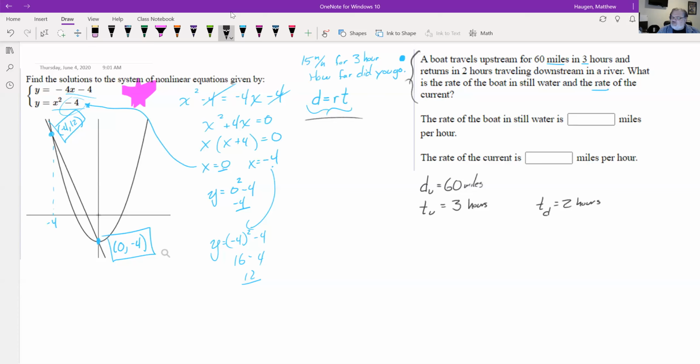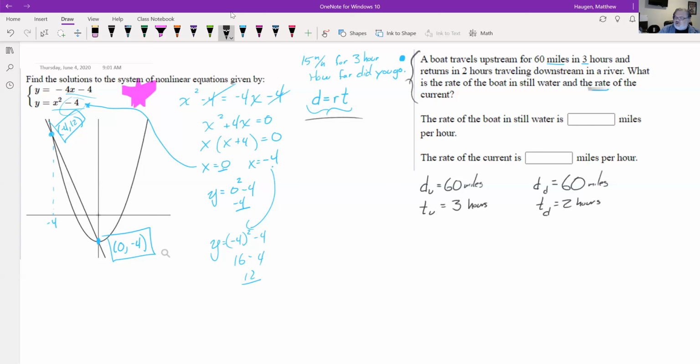What is the rate of the boat in still water and the rate of the current? So we're not told a lot here. We're not explicitly told the distance downstream. But what does it have to be? 60 miles, because it says they return. It's the same return trip, so it's the same 60 miles.